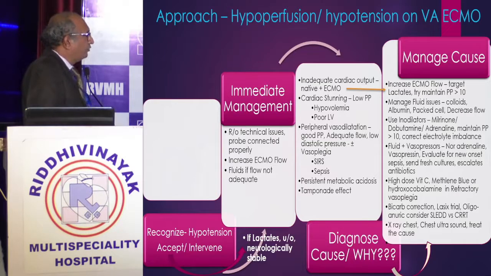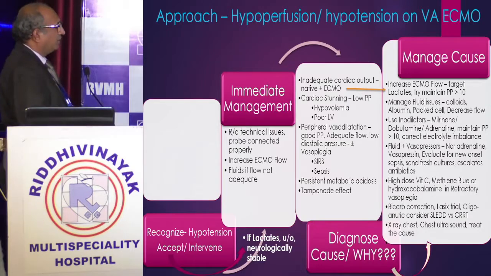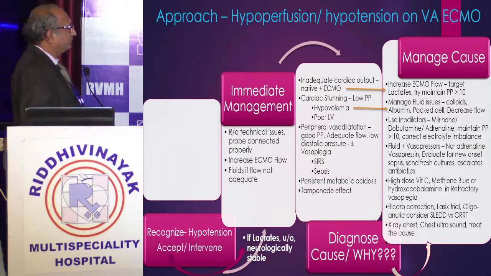So if your flow is not adequate, increase the ECMO flow, target lactates and not the pressures. Okay, that is most important. At the same time, target pulse pressure and try to maintain more than 10.